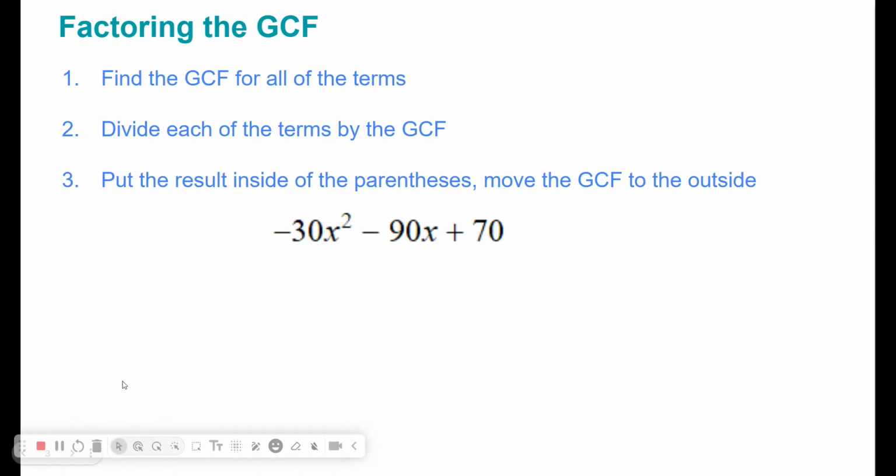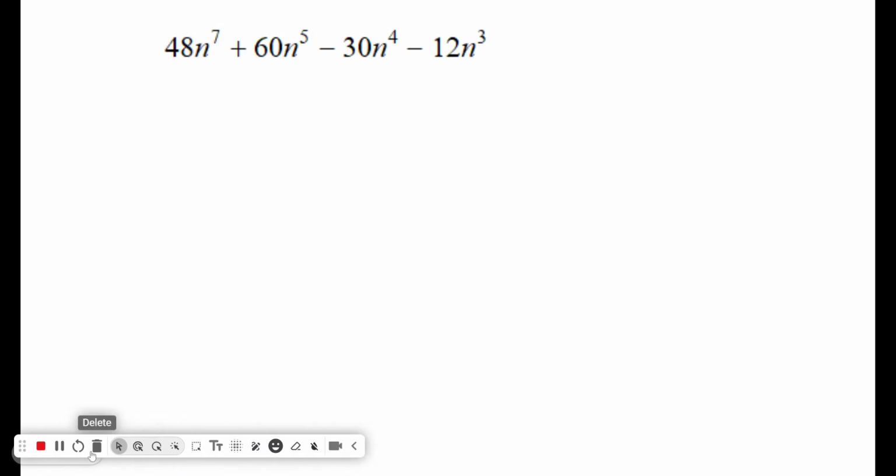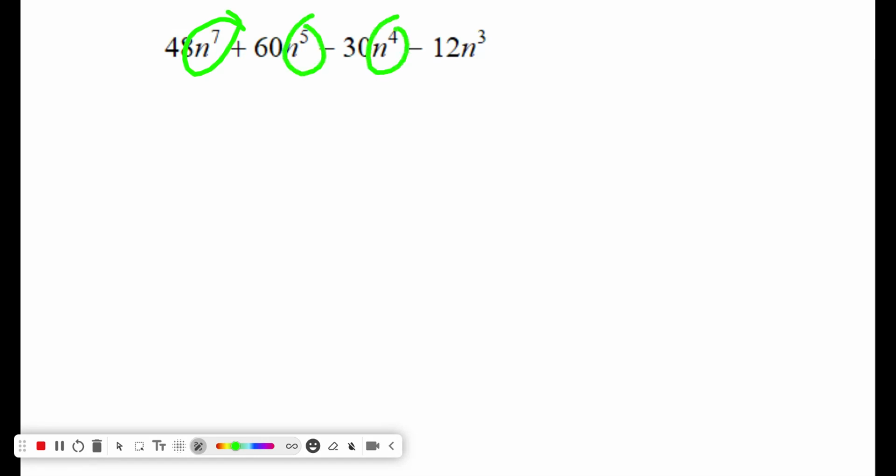Let's take a look at another example. All right, what do all of these numbers have in common? Something that jumps out to me right away is the n's. They all have the variable n, with fourth and third powers and so on. So we're definitely going to take out the highest possible n power. In this situation, we end with negative 12 times n to the third, so we're going to take n to the third out of everything. Then 48, 60, 30, and 12.